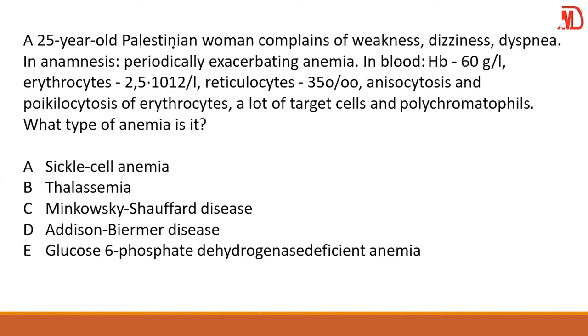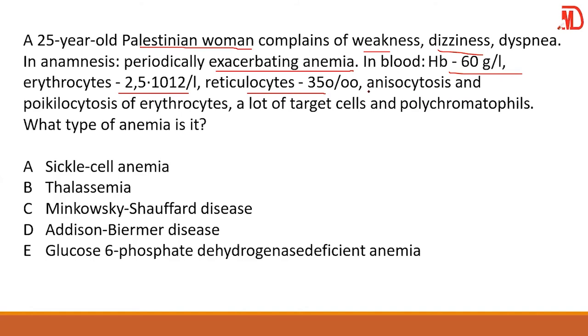A 25-year-old Palestinian woman complains of weakness, dizziness, dyspnea, and then in the analysis, there is what? Anemia. Okay. Hemoglobin is 60. That is low. Erythrocytes are 2.5. Reticulocytes are 35. That is too high. That means the RBCs are not functioning properly, so more will start coming in.